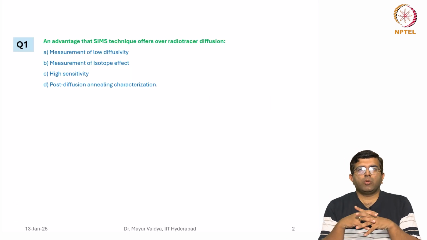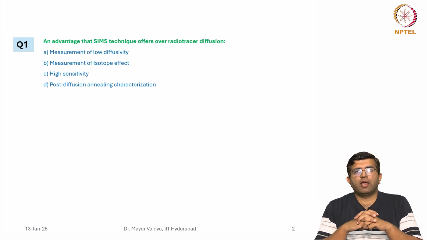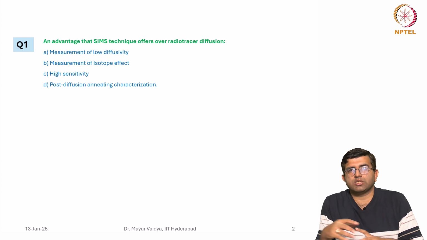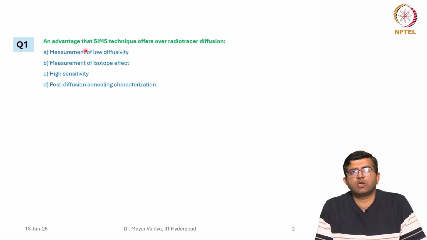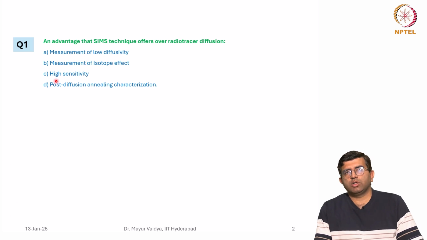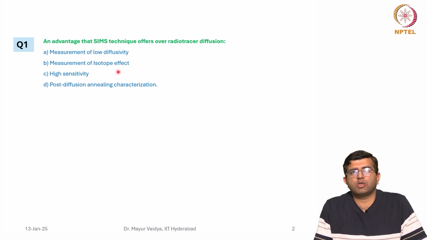The question number 1 is: an advantage that the SIMS technique offers over the radiotracer diffusion. The first is measurement of low diffusivity. The second is measurement of isotope effect, high sensitivity, and post diffusion annealing characterization.